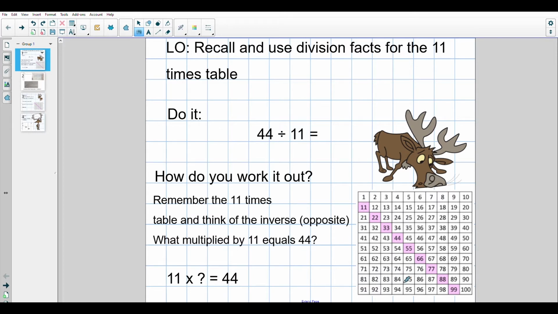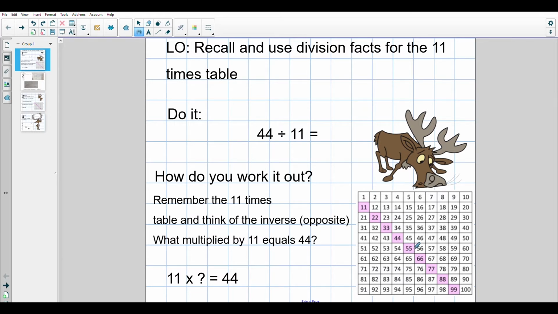If I was you, have this 100 square to hand, maybe pause the video when you're working out your do it because it might help you. But you probably have remembered by now 4 times 11 is 44. It's 4 steps, 4 groups of 11. 1, 2, 3, 4. Here it is. Okay, so 11 times something equals 44, and you know it's 4 equal groups.